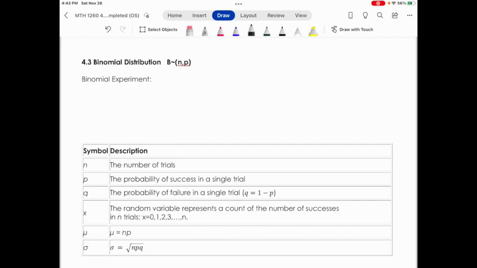And in order to have a binomial experiment, we need 3 characteristics. So the first characteristic is that there are a fixed number of trials. Okay, 2, the second characteristic is there are only 2 possible outcomes, what's called success or failure.